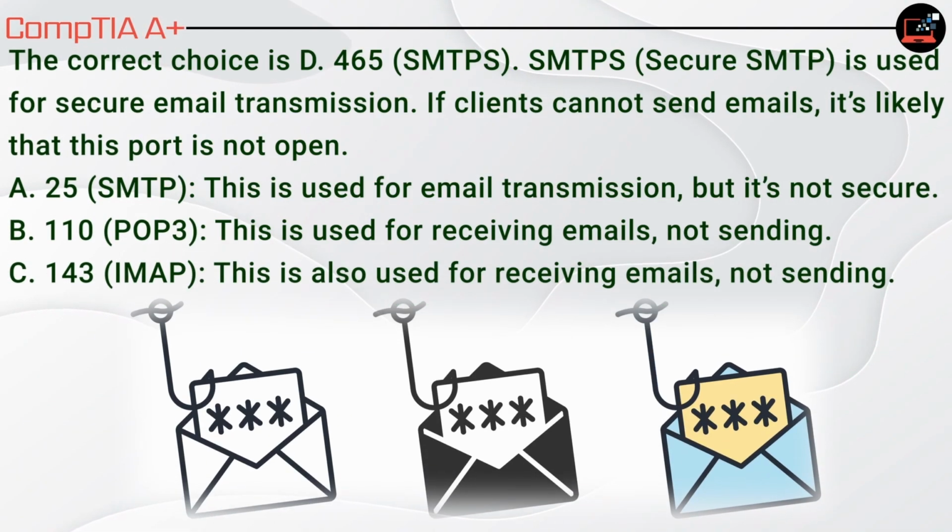The correct choice is D, 465, SMTPS. SMTPS, Secure SMTP, is used for secure email transmission. If clients cannot send emails, it's likely that this port is not open. A, 25, SMTP. This is used for email transmission, but it's not secure. B, 110, POP3. This is used for receiving emails, not sending. C, 143, IMAP. This is also used for receiving emails, not sending.